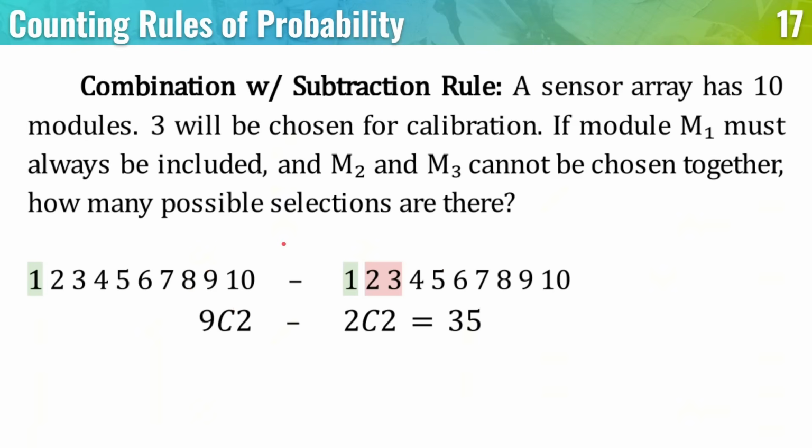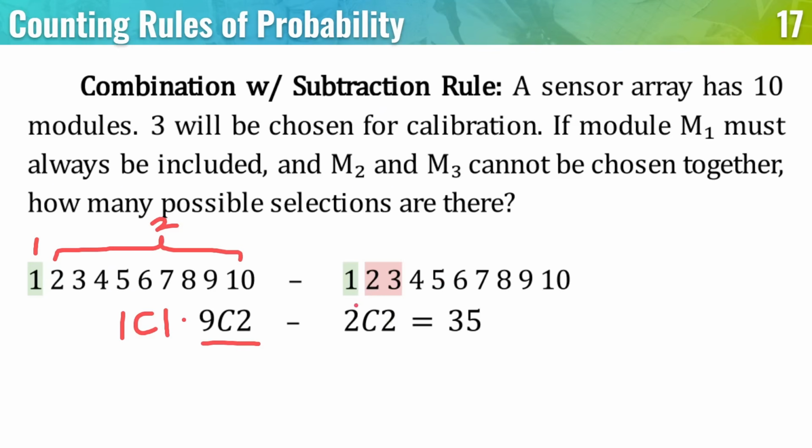Specifically, this is how we will do it. The number of possible ones is for M1 to always be chosen. So that would be 1C1 times 9C1. Since there's only one way to choose one item, it's basically negligible. So we are left with 9 items left, and we need to choose any two of them, since we need to choose three of them. M1 is already one of them, and we need to choose two more. So that's why we have 9C2.